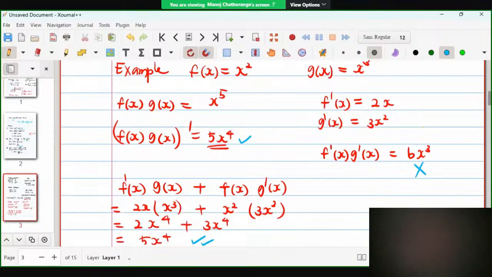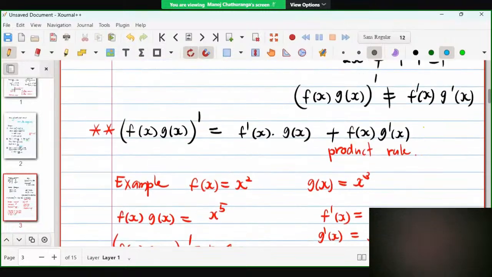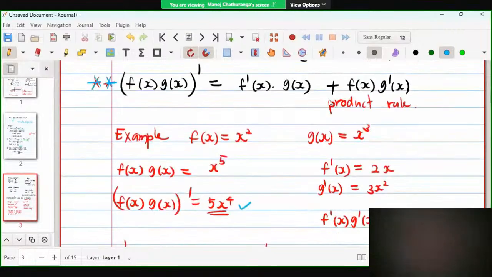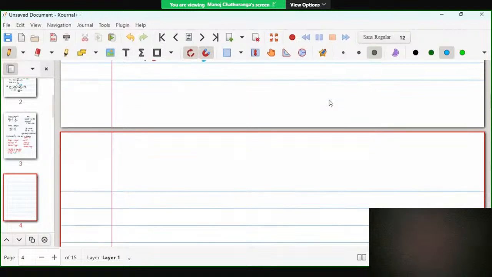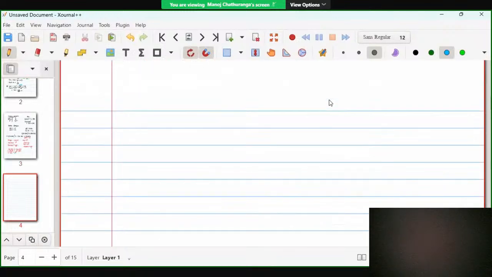So to differentiate a product, you need to use the product rule. You must use this rule. So with that, we can again increase the list of functions that we can differentiate.